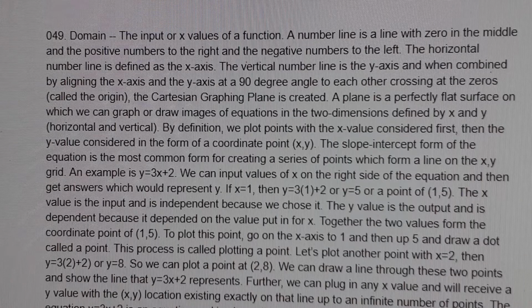Antonyms: range. Related words: number line, Cartesian Coordinate System, points, plotting points, x-axis, y-axis, independent variable, dependent variable, set, graph, function, coordinate point.